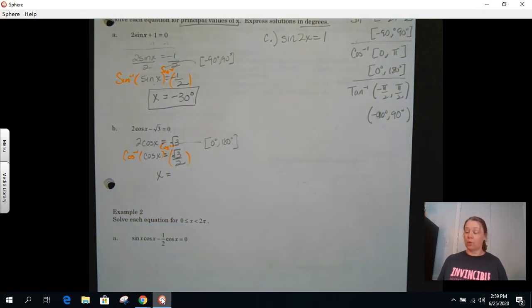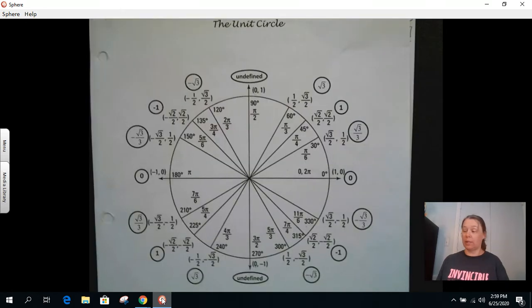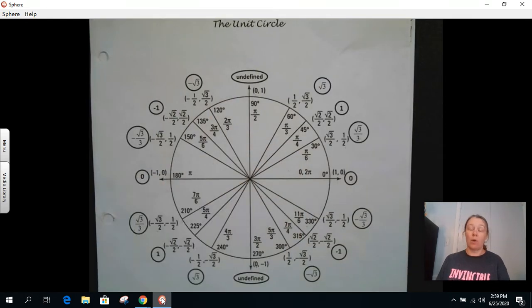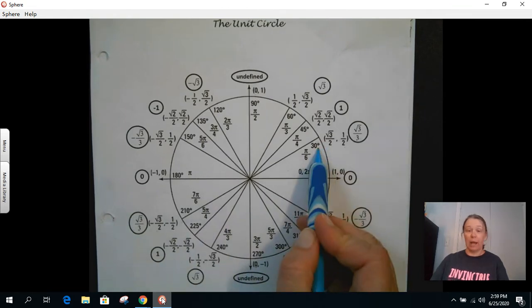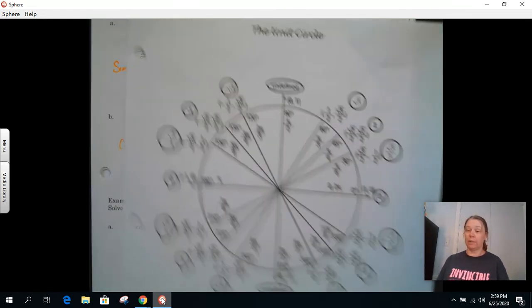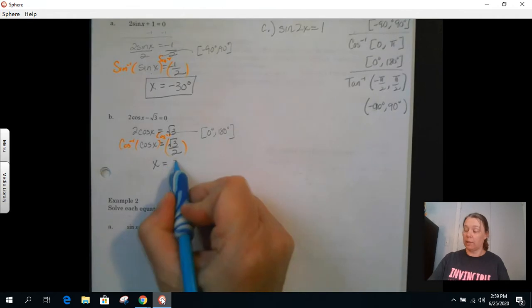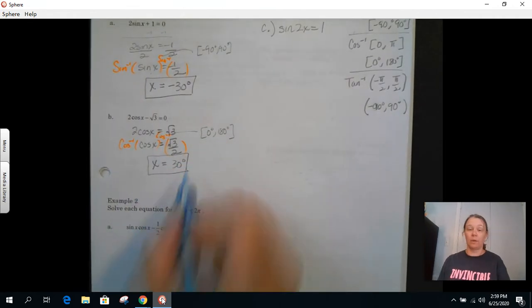Okay, so I look on my unit circle, and where on the unit circle between 0 and 180 is my cosine root 3 over 2? That means my x value is root 3 over 2. That happens right here at 30 degrees. Okay, so x is 30 degrees.